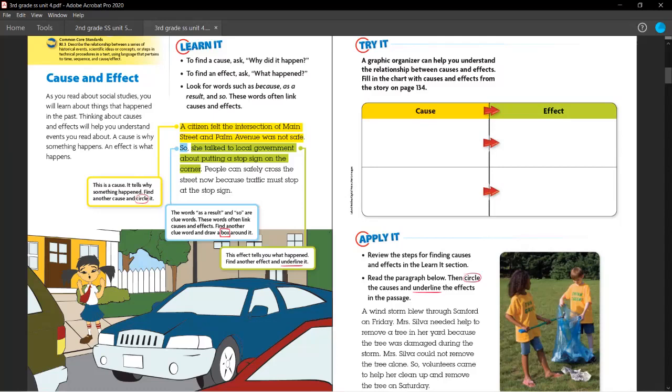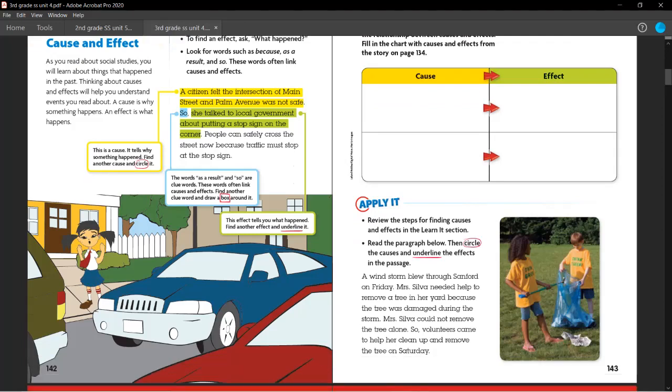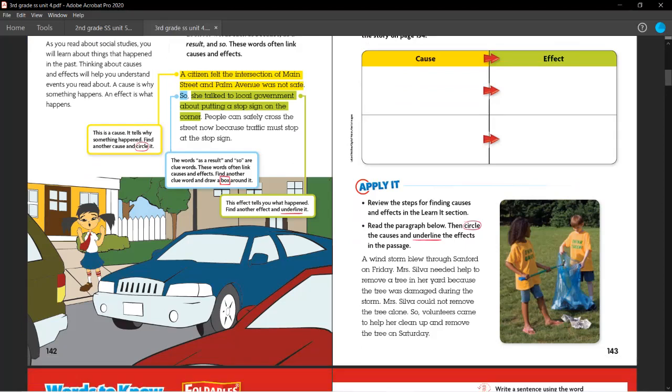Now the next cause and effect is because traffic has to stop at the stop sign, people can safely cross. So now our cause is that there is a stop sign there, and the effect is that people can safely cross. So our first cause was that someone felt it wasn't safe, so they talked to the local government. The effect was that they talked to the government. Our next cause was that a stop sign was put up, and the effect was that people now feel safe crossing that street.